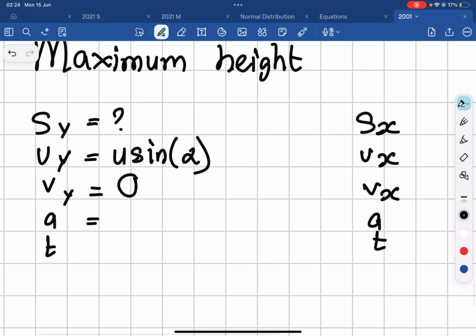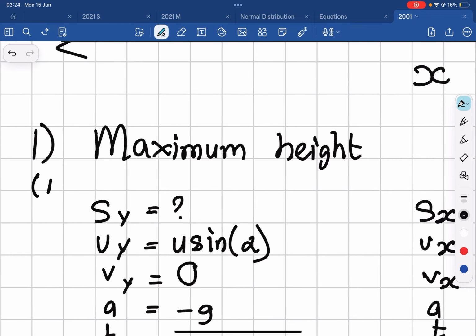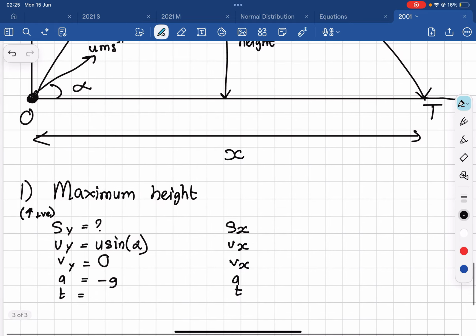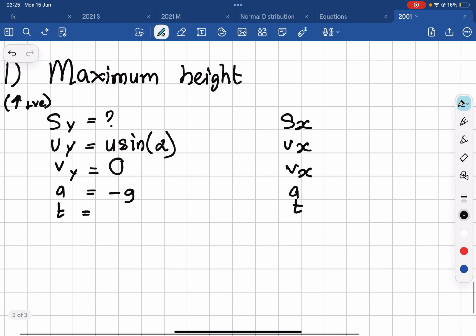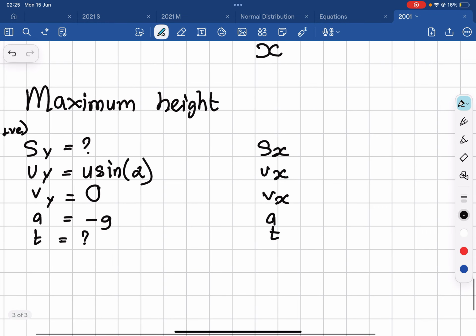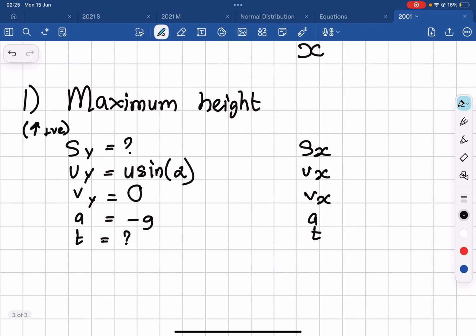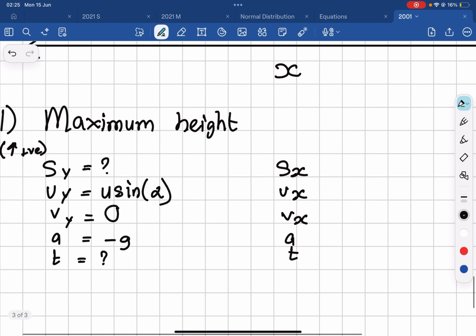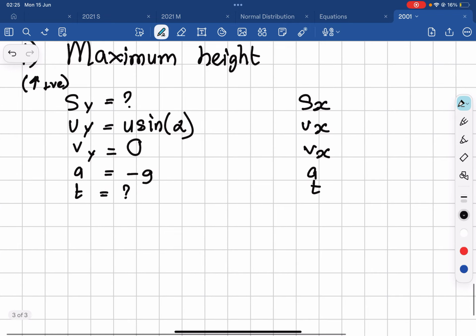vertical velocity, and the acceleration, well, if we're working solely upwards and downwards, and we say that we're taking upwards as positive, then our acceleration is minus g, and t, let's leave that for now. Alright, we've got s, we've got u, we've got v, we've got a.